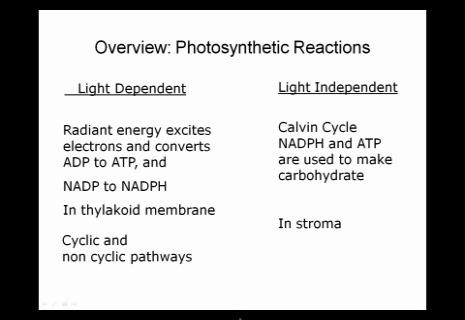The second set of reactions, the light-independent reactions, involve a series of reactions which are called the Calvin cycle. These do not require light, but they are going to utilize the NADPH and the ATP, which was produced in the light-dependent reactions, and make some carbohydrate. The Calvin cycle reactions occur in the stroma of the chloroplast.